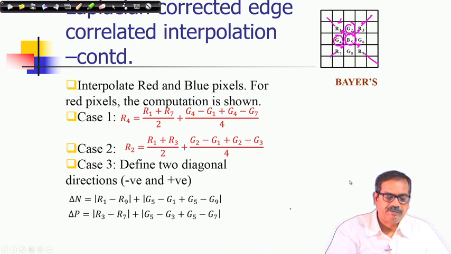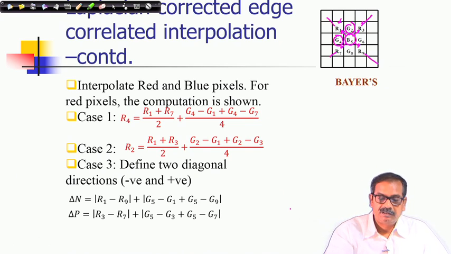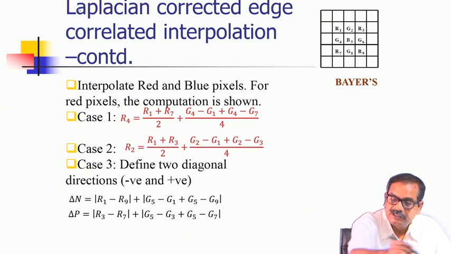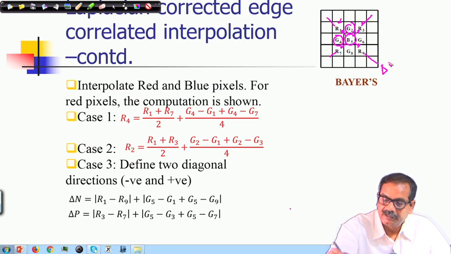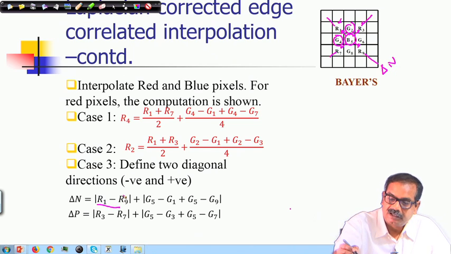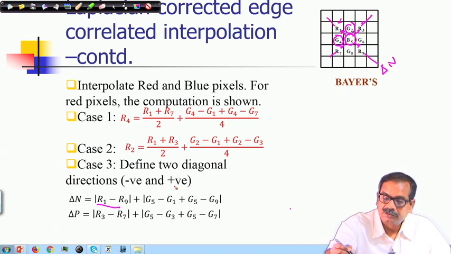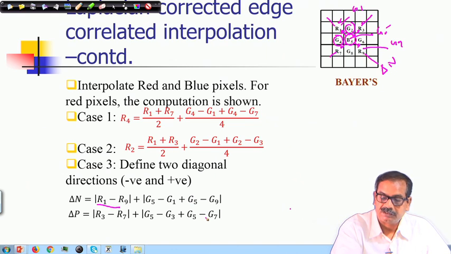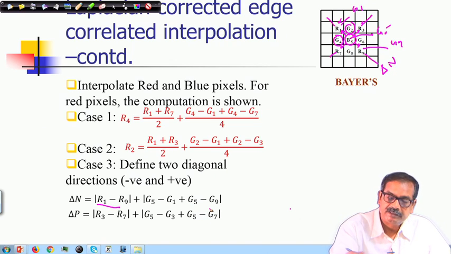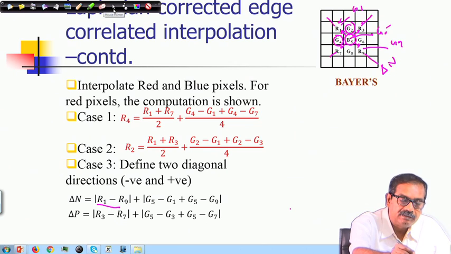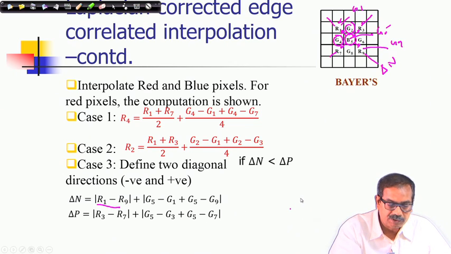What we are defining here, as you can see, are two directions, one is called delta n. This is the direction delta n, you can see it is R1 minus R9, and then you are also considering the Laplacian estimate along this. So, you are using G5, this is G1 and this is G9. Using these values you can perform this Laplacian estimate, and in the other direction you are doing the same, and then whichever is smaller, you choose that.